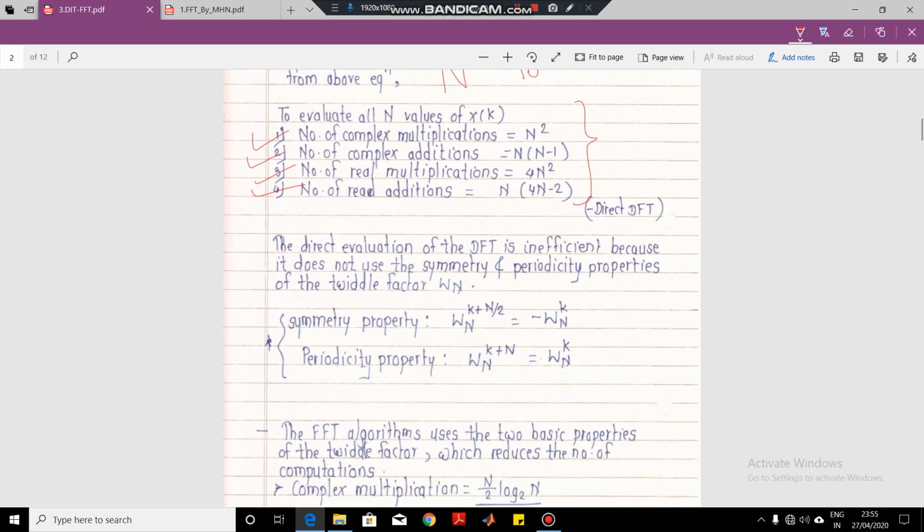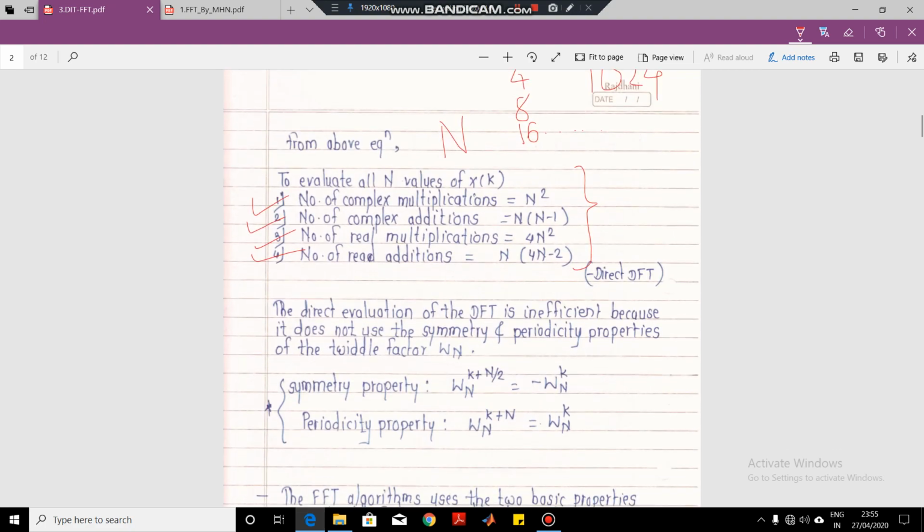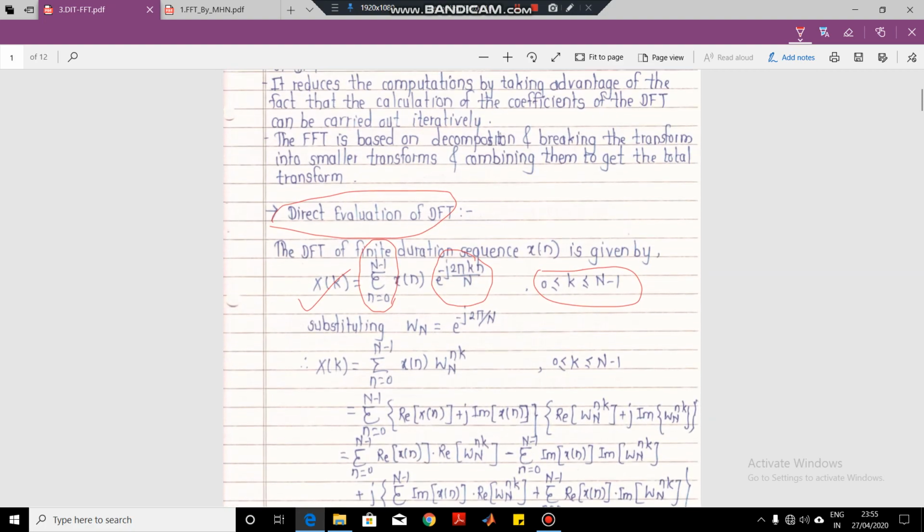Now, how to reduce the number of calculations? That is the question. The reason is that we can reduce the number of computations involved in direct computation of DFT because of the twiddle factor. Now in this equation, this e raised to j term is what is called the twiddle factor, which we had seen in the last lecture.